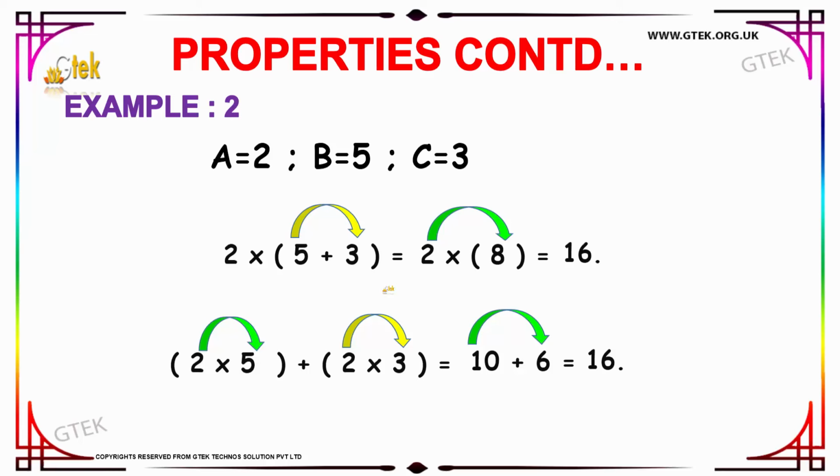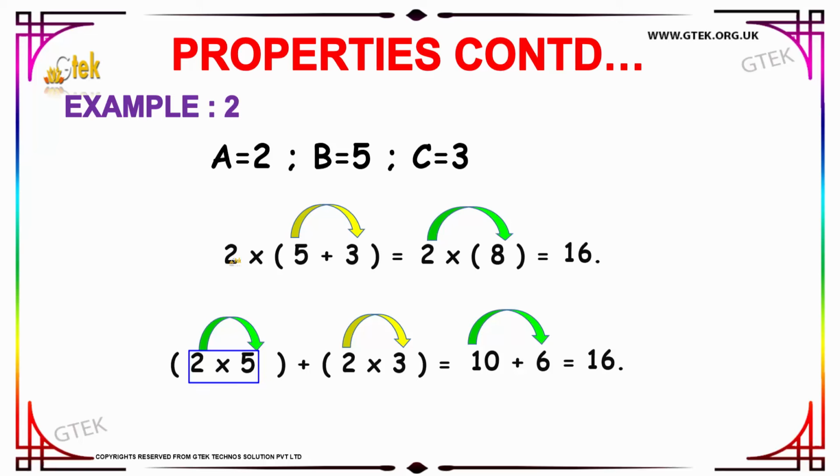Here we have our next example. Our A has the value to be 2. C has the value to be 3. B has the value to be 5. So when we apply the property over here, 2 multiplied by 5 plus 3 is nothing but 5 plus 3 is equal to 8. Multiplied by 2, you get the value to be 16. Now 2 multiplied by 5. So that is how we apply the distributive property.